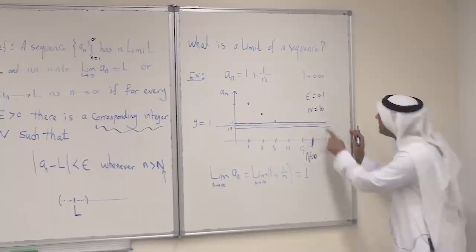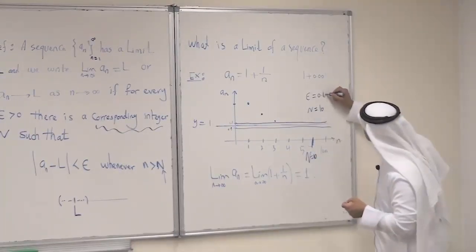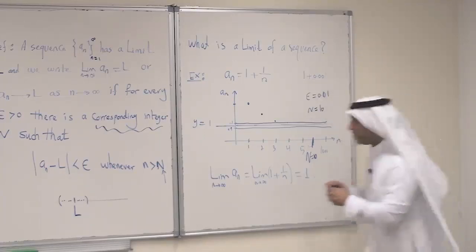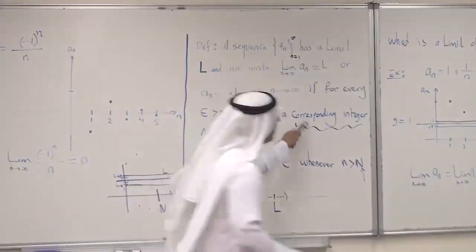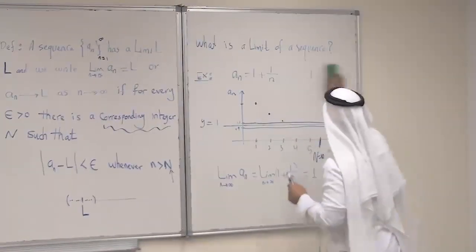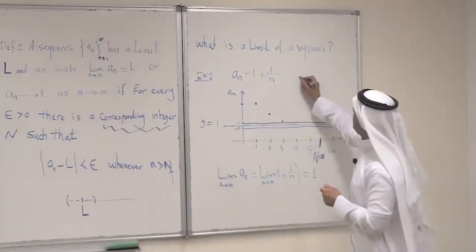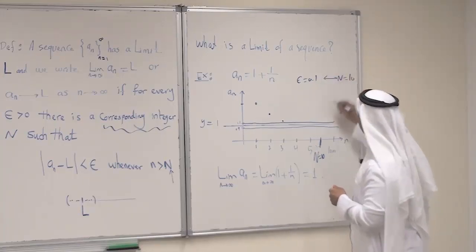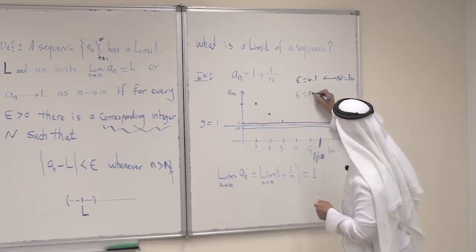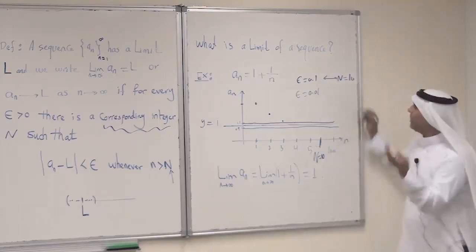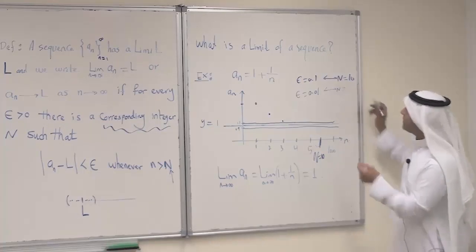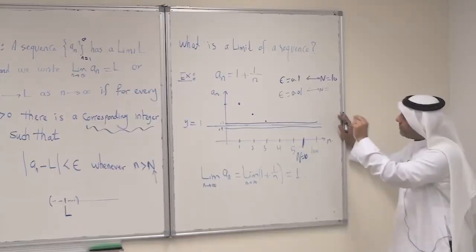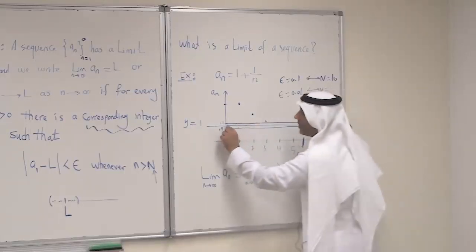But someone said, no, I will change my epsilon here. I will make it 0.01. Can you still find an integer corresponding to this? The answer is yes. Let me keep the choices so that you understand the meaning of corresponding integers. For epsilon equal to 0.1, we choose our N to be 10. But if epsilon is equal to, let us say, 0.01, can we find an integer so that after N equal to that integer, all points will be in a strip of distance 0.01 of 1?